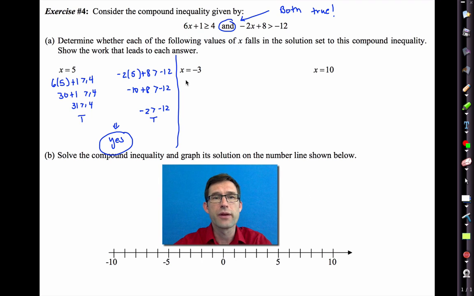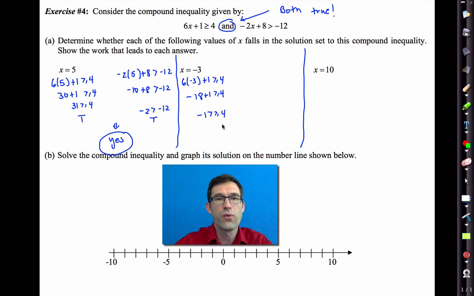Let's try negative 3. All right, so we have 6 times negative 3 plus 1 greater than or equal to 4. Negative 18 plus 1 is greater than or equal to 4. Negative 17 is greater than or equal to 4. That's false. Now I'm not going to even try the other one. Think about why that is just for a moment.